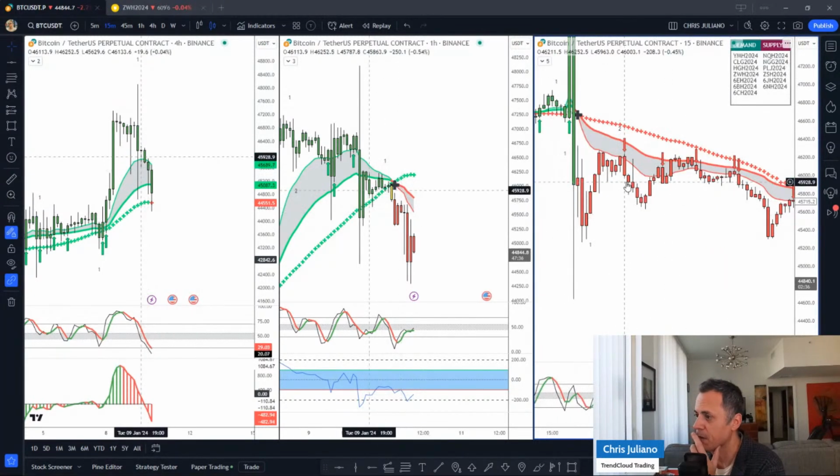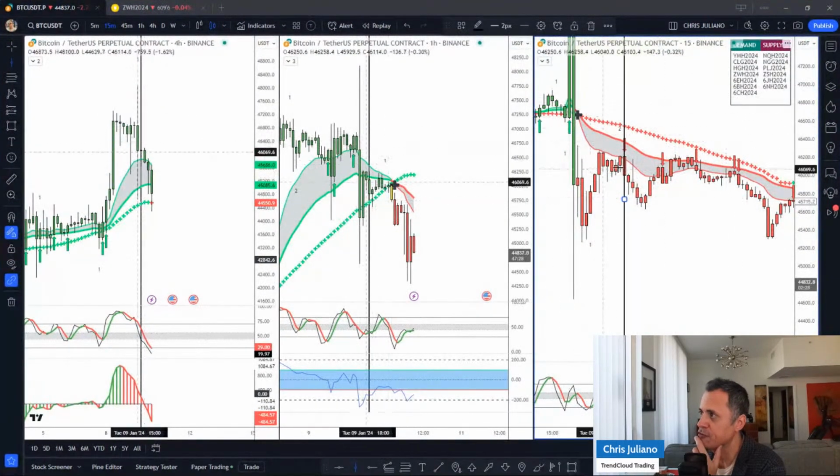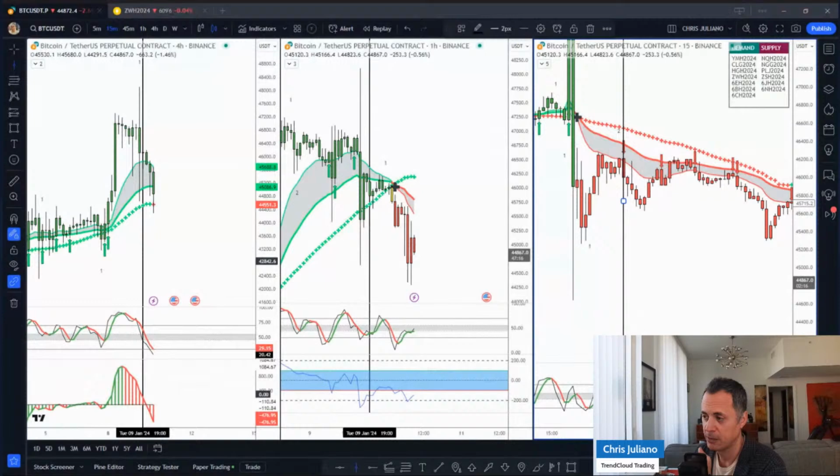Now let me see here. Yeah, see how this signal right there on your trend cloud. We're in a full downtrend on the 15-minute chart, and look where momentum is on that 1-hour chart, Simon. Below negative 100. It even went below negative 200. Look at that.